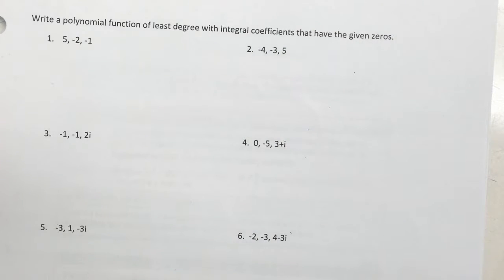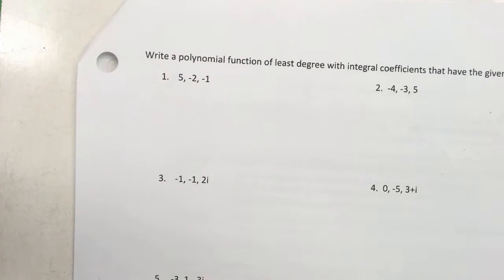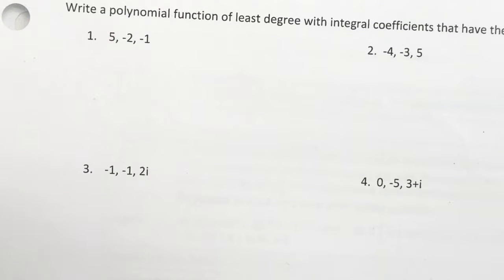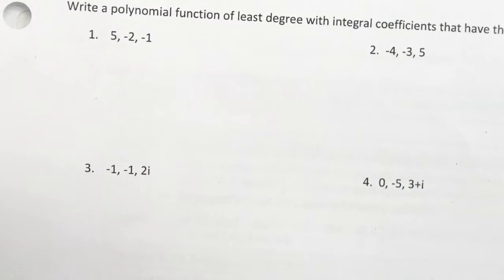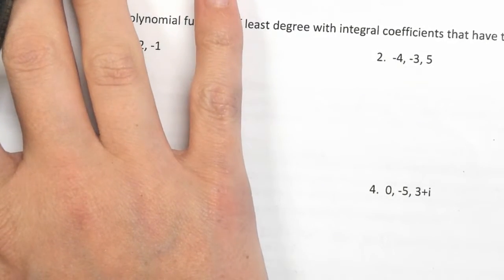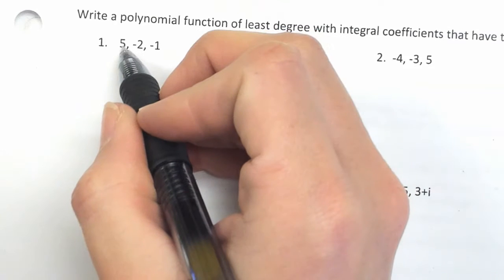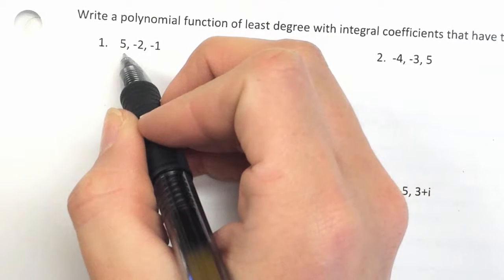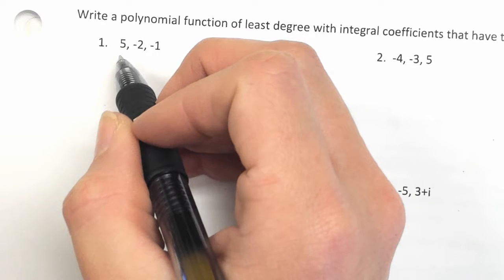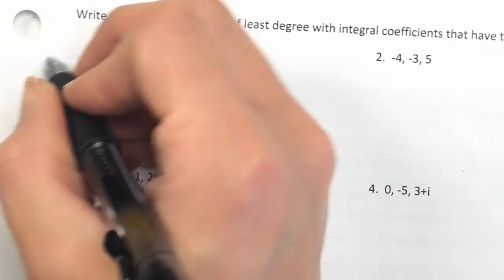Alright, so let's think backwards. Again, these are the zeros of the function. We're trying to create whatever function it was. How would we write a binomial if we were going to get the answer of 5? Yeah, x minus 5.